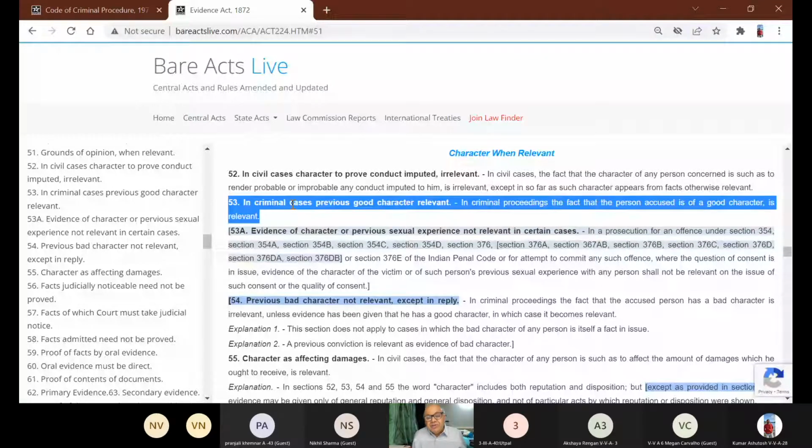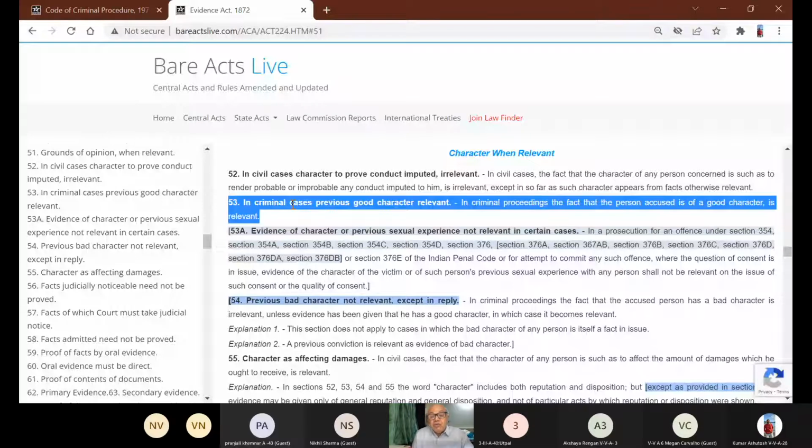The university has given him a meritorious certificate and his employers have given him a certificate. And he is a social worker. Government of India has given him an exemplary award. While deciding a criminal case, the court would be leaning towards the accused person. Let us see. In criminal proceedings, the fact that a person accused is of a good character is relevant.